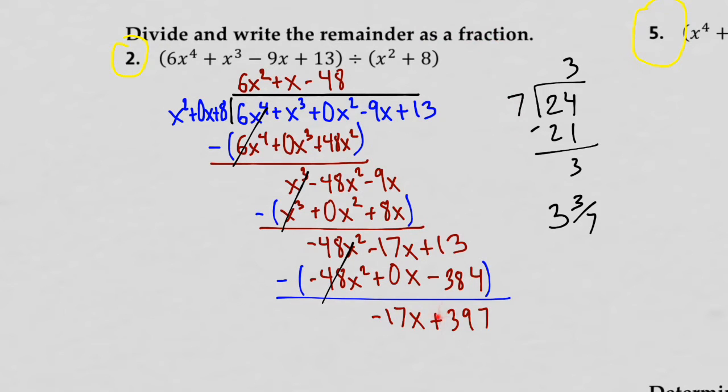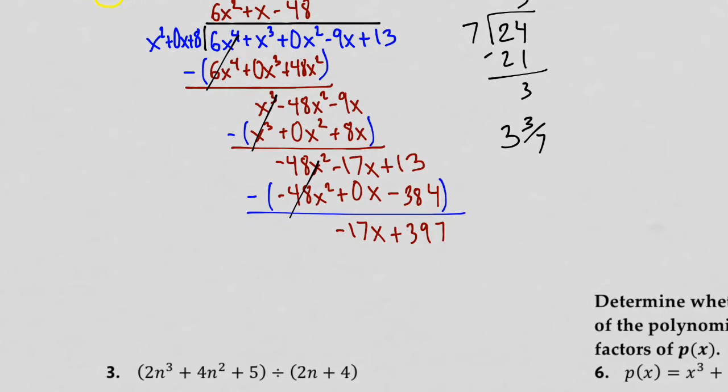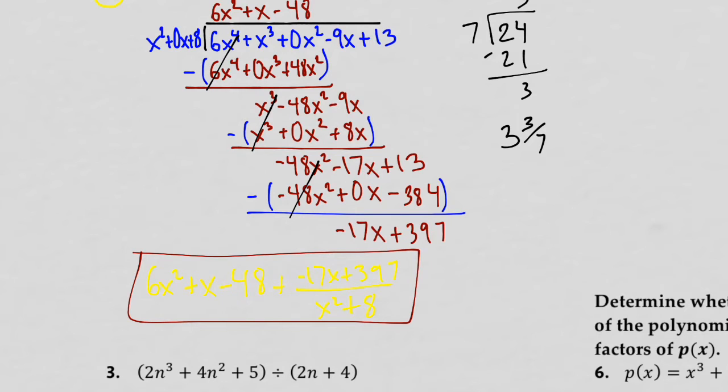So this is your remainder. Put it over this. So it looks like this. Watch. This is your final answer. 6x squared plus x minus 48 plus, and then in a fraction form, negative 17x plus 397 over x squared plus 8. That is your final answer. You have the quotient and then the remainder divided by the divisor.